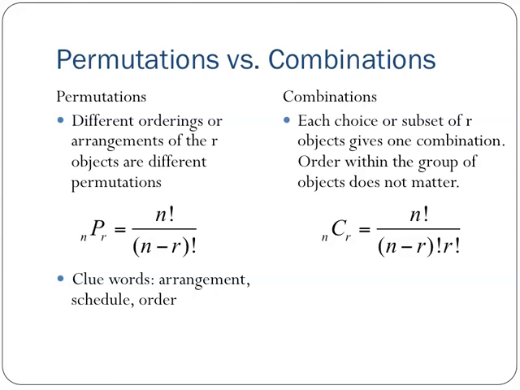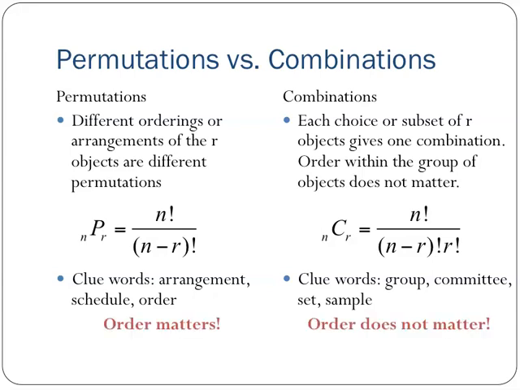For combinations, clue words could be like a group. How many ways are there of choosing a group of students? How many ways are there of forming a committee of 5 people? A set. So how many ways can you come up with a set of books? How many ways are there of coming up with a sample of boxes. All right, so in the end, order matters for permutations and order does not matter for combinations. Really, that's the one thing you're trying to determine when you're looking at a situation and trying to figure out if you're looking for a permutation or a combination.